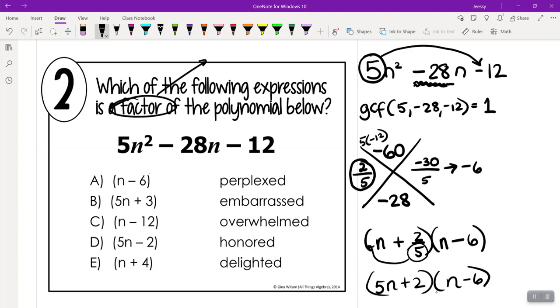Since they only want one of these two, which one do they want? N minus 6, right? Because that's 5n minus 2, and it should be 5n plus 2. So the one that they want is A.